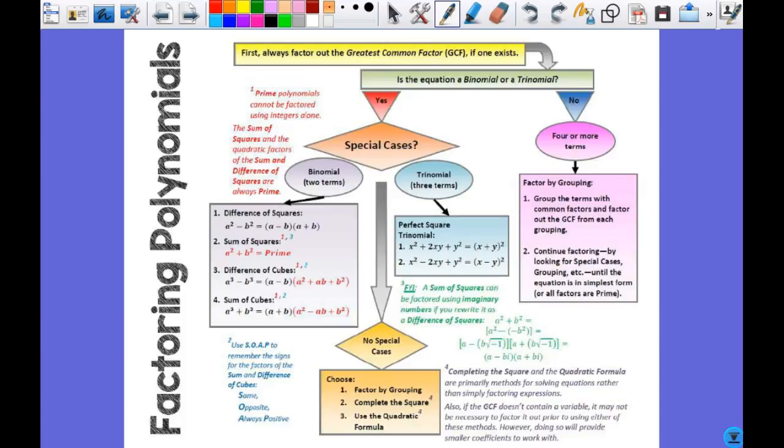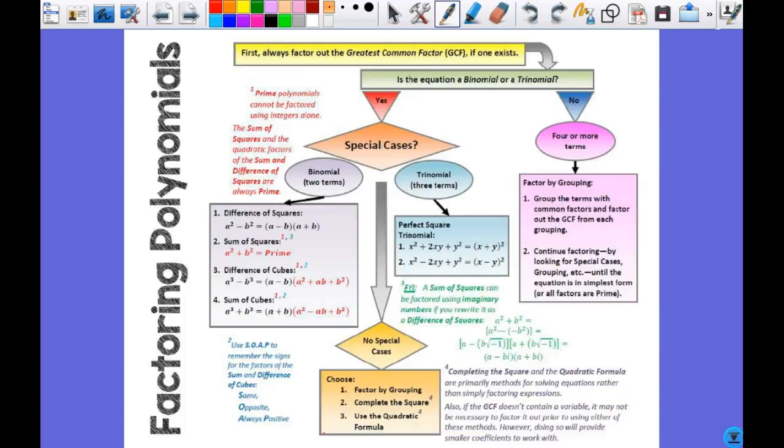But then you look at, is the equation a binomial or trinomial? If the answer is no, so it has 4 or more terms, grouping is the way you want to do it. That's why understanding grouping is important. If the answer is yes, and it's a special case, then here are your special cases for binomials, your special cases for trinomials. And then if not, then you have some options to choose from here: factor by grouping, completing the square, or using the quadratic formula.